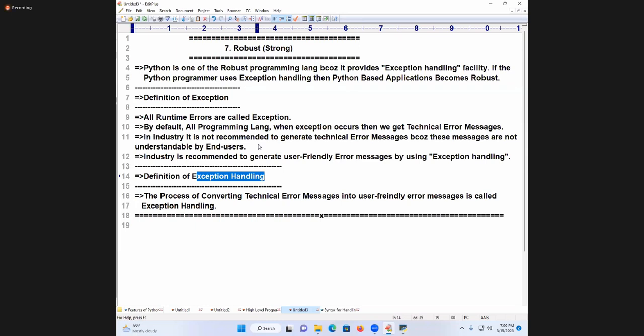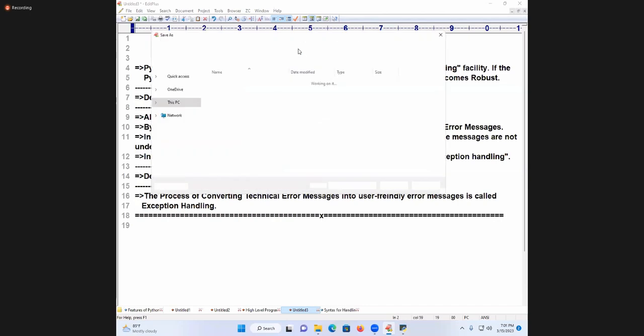If you don't use exception handling, even in Python, which messages will come by default? That is weak or strong? So ultimately, strong or weak is decided based on how user-friendly your application interacts with the end user. Understand my point? Well, now this is called robust. I will save it in the features level.